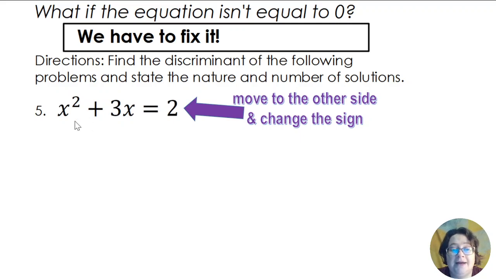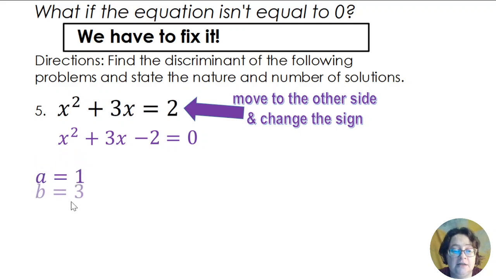So my x squared plus 3x will come down. My 2, I'm going to change sides and sign. So I make that minus 2, and then I can set it equal to 0. So now I've got my a value, and since there's nothing in front of x squared, I know that that's 1. I see that b is a positive 3, that's in front of x, and our c value, the number by itself, is negative 2.